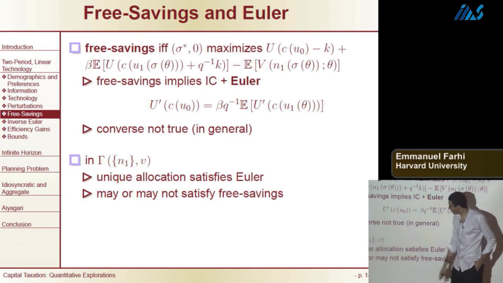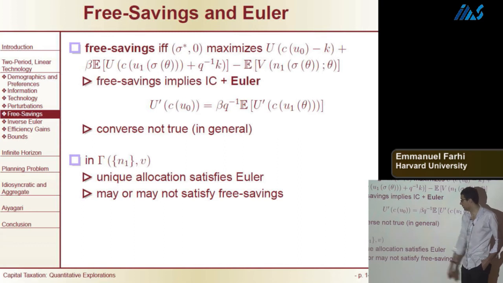Going back to our set here, in this set there's a unique allocation that satisfies the Euler equation. The only thing we can do is shift intertemporally the allocation of consumption.